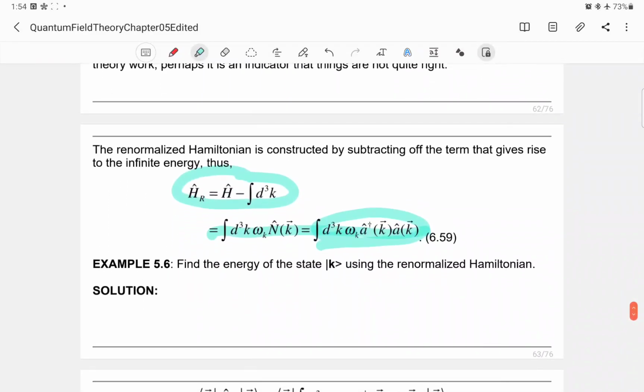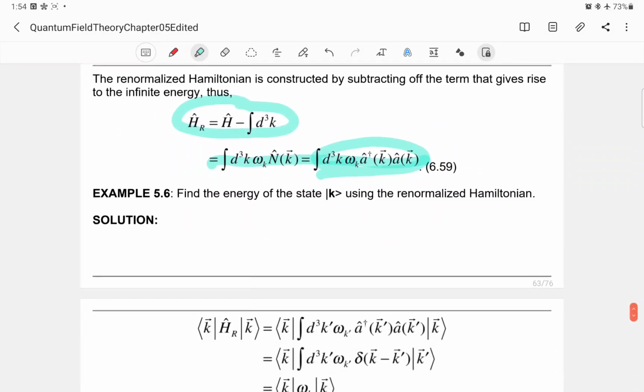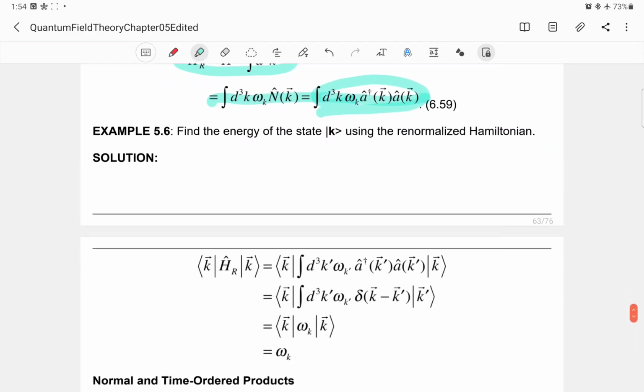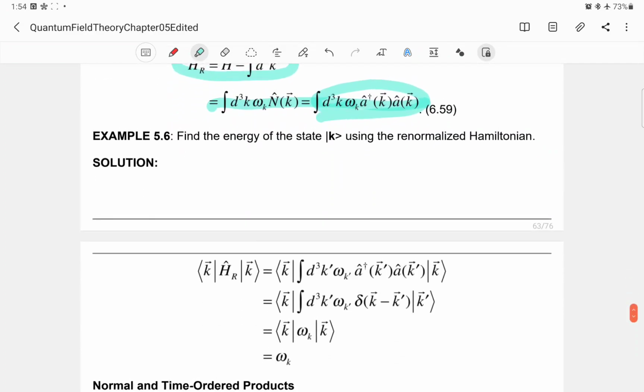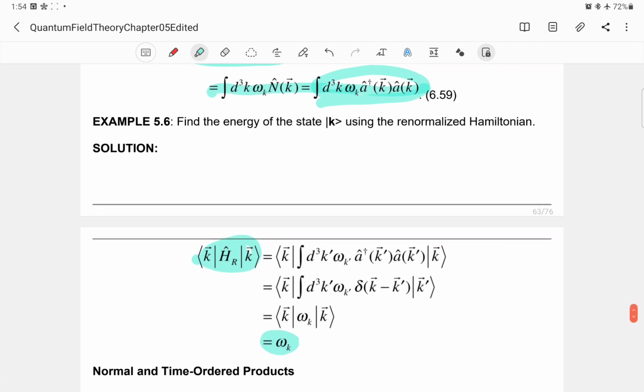So now find the energy of the state k using the renormalized Hamiltonian. So with that, your renormalized Hamiltonian gives you this, which is now without the infinity that we had earlier.